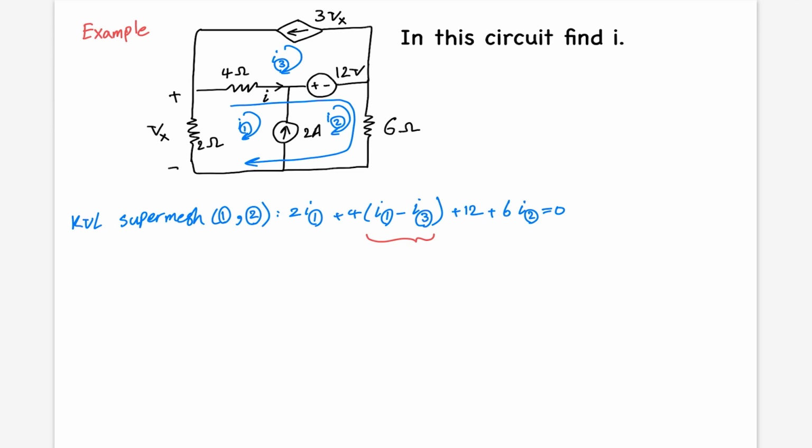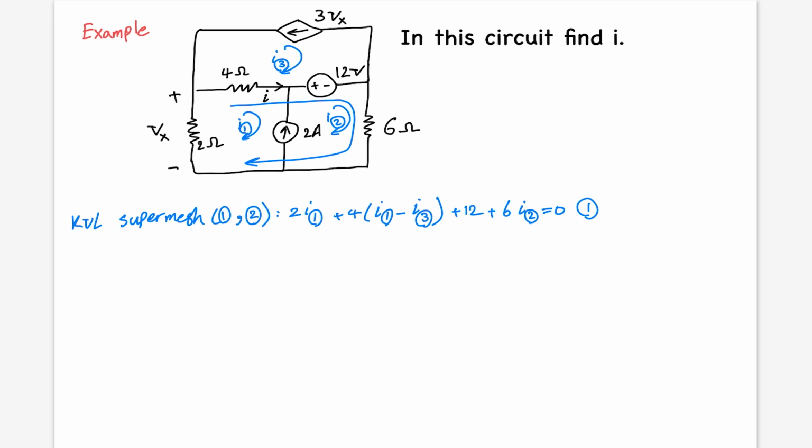And similarly, for the 12 volt battery, we have written this 12, and for the 6 ohm resistor, we have written this one. So this is our first equation.